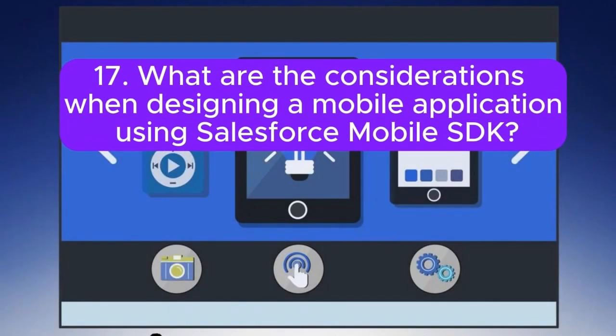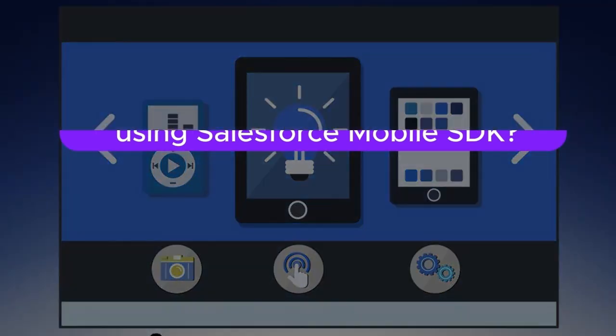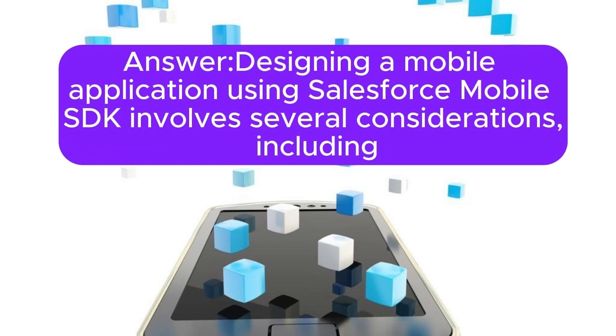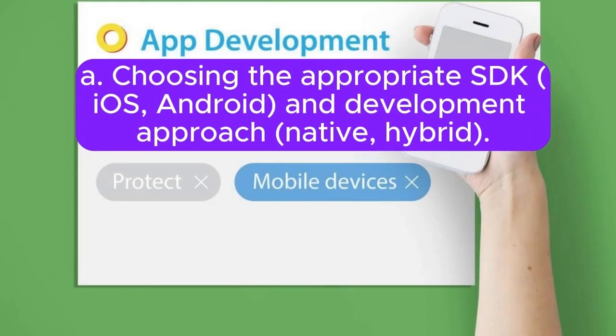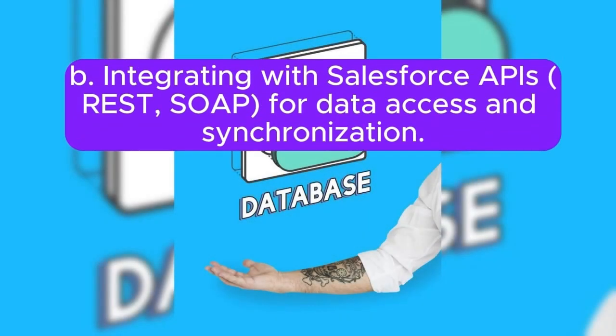17. What are the considerations when designing a mobile application using Salesforce Mobile SDK? Answer: Designing a mobile application using Salesforce Mobile SDK involves several considerations, including: A. Choosing the appropriate SDK (iOS, Android) and development approach (native, hybrid). B. Integrating with Salesforce APIs (REST, SOAP) for data access and synchronization.